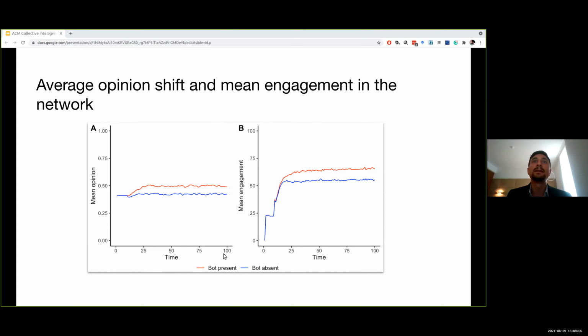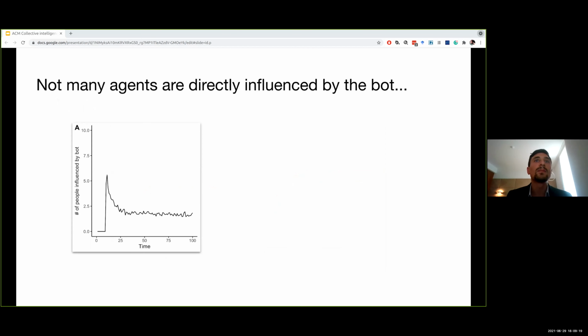So on the left here, I plot the mean opinion shift in the population. And on the right, I plot the mean engagement with content. And you can see that just by introducing one single bot in the network, now the average opinion shifts towards the bot's opinion and engagement with content increases. But a more interesting piece of results is that if you look at how many agents directly engage with content that was produced by our bots, these are actually not many. This was about 2 to 5 agents on every simulation step.